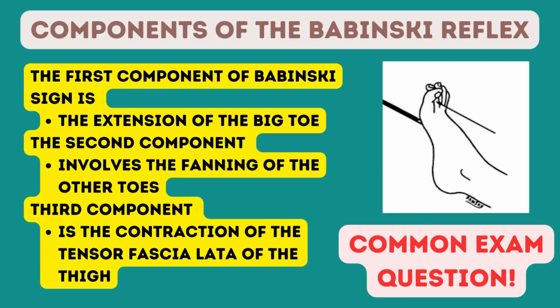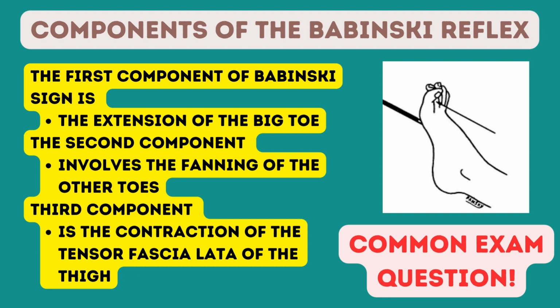Next, we will look at the components of the Babinski sign. I was asked this question during my internal medicine exam. As discussed, the Babinski sign occurs with stimulation of the lateral plantar aspect of the foot. The first component of the Babinski sign is the extension of the big toe. The second component involves the fanning of the other toes. This suggests that there has been spread of the sensory input beyond the S1 myotome to L4 and L5. An intact CST prevents such spread.